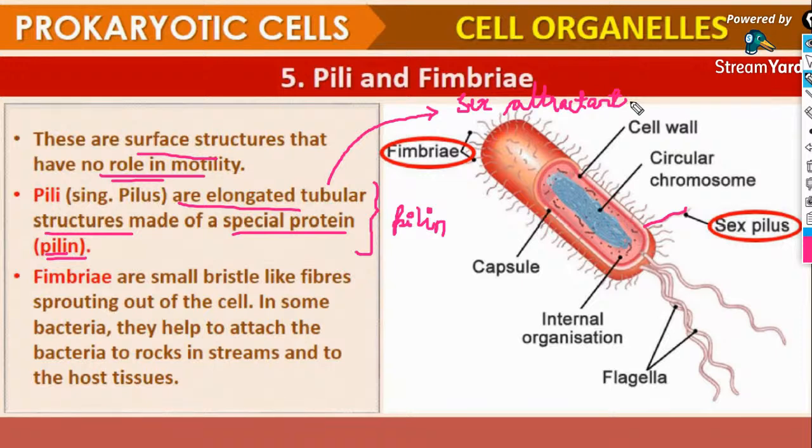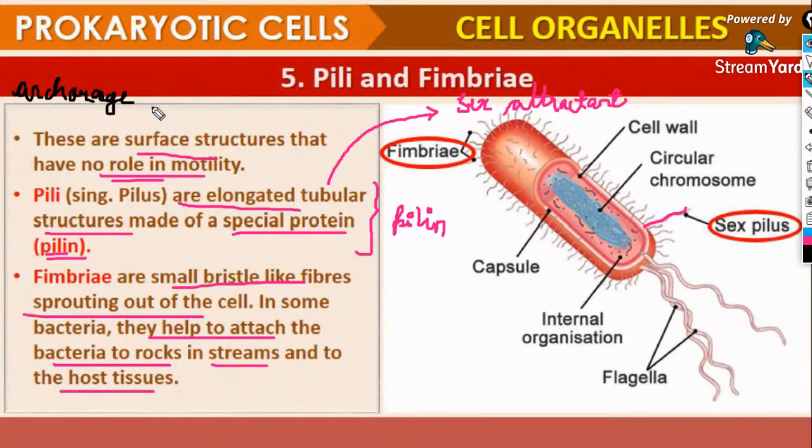Fimbriae are small bristle-like fibers sprouting out of the cell. In some bacteria, they help to attach the bacteria to rocks in streams and to host tissues. So what are fimbriae? Fimbriae are bristle-like structures that help in anchorage to the substratum.